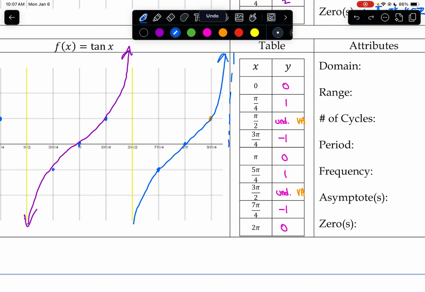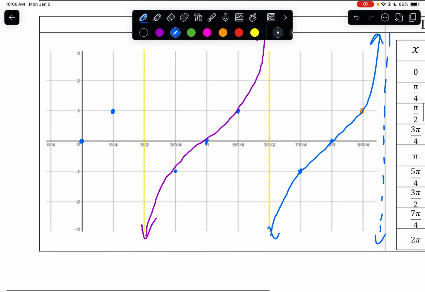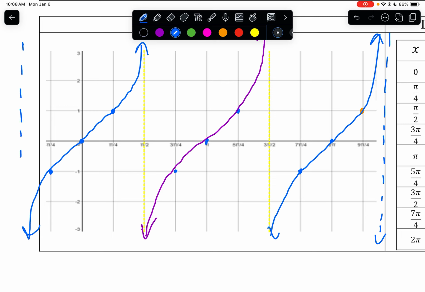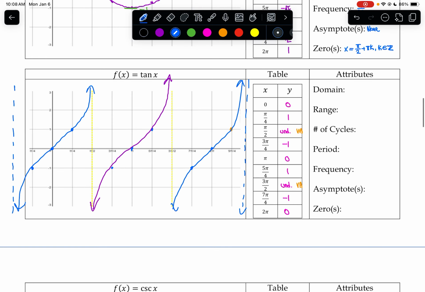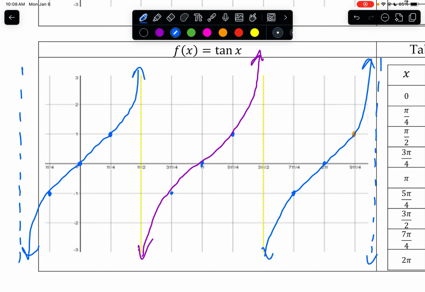Ooh, that is not dashed. We would have another vertical asymptote over here. And then same idea over on the other side. So we're going to have at negative pi over 4, that would be at negative 1. And then we would have another cycle going over here. And then once again, we would have another vertical asymptote over there. So we're going to have repeats of what this function looks like on multiple periods or multiple cycles.